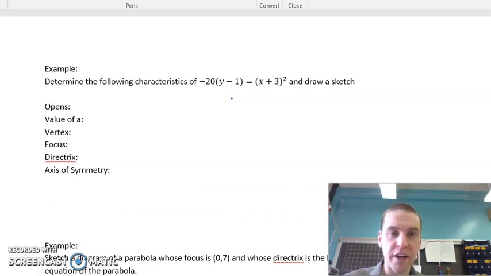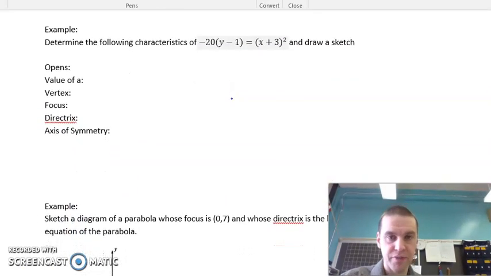It says determine the following characteristics and draw a sketch. So the first thing I like to look at is what is our vertex? Our vertex is (-3, 1), because our x value always goes first.